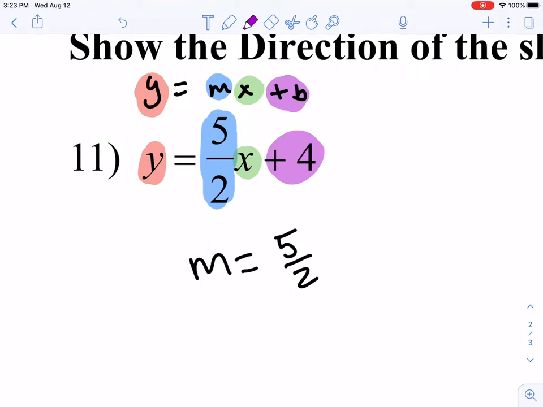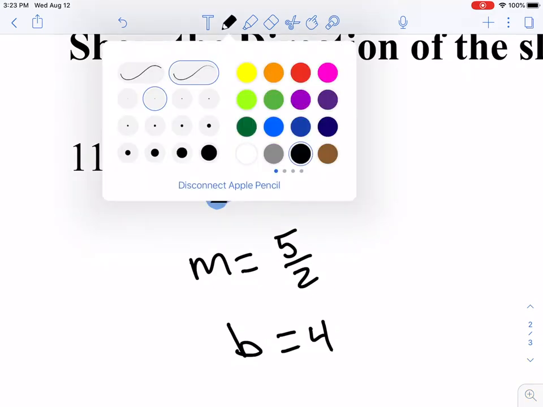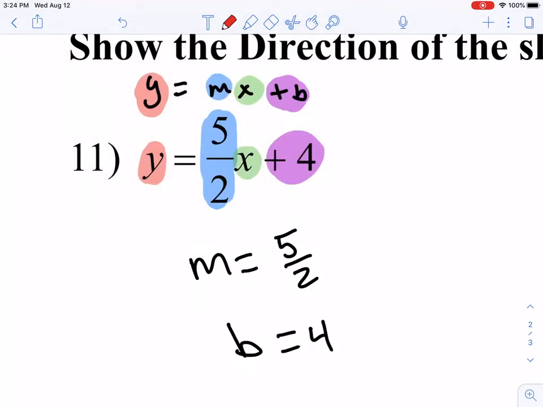So my M, I got that from the number next to my X. My B is my number at the end, which is 4. Okay, so that's the first part. If you can do that part easily, you are halfway done with having to graph. The other part of this is being able to tell our direction.